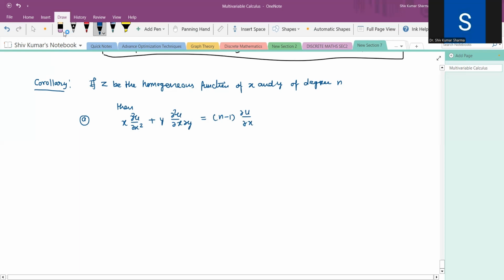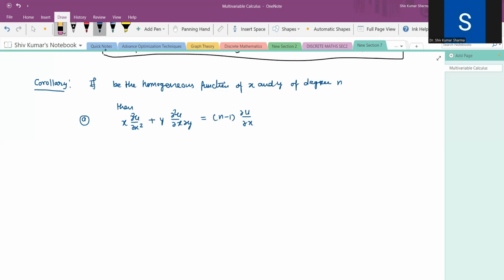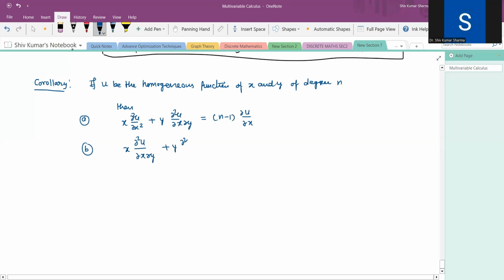Okay, so here we can take the value of z as u. We can understand by taking u. The second corollary: we have x ∂²u/∂x∂y + y ∂²u/∂y² = (n−1) ∂u/∂y.